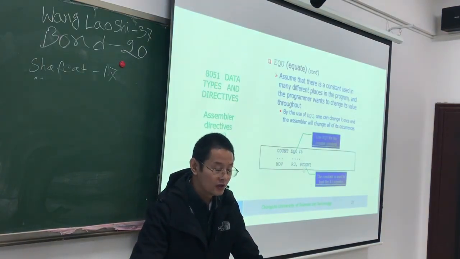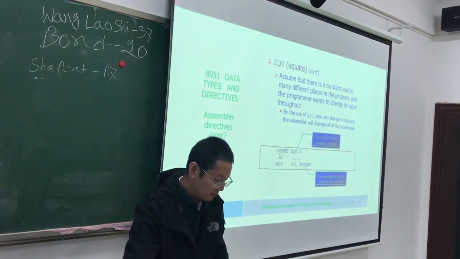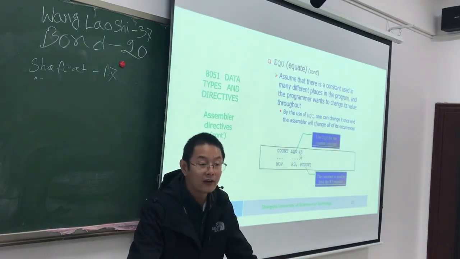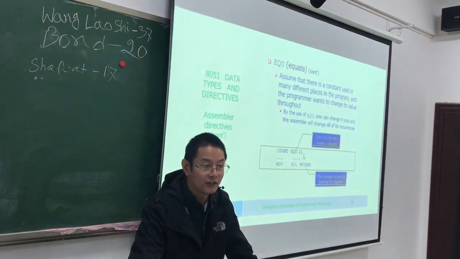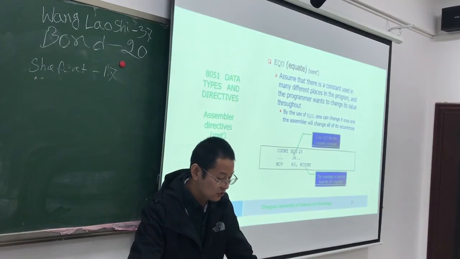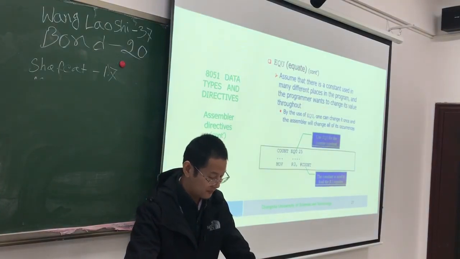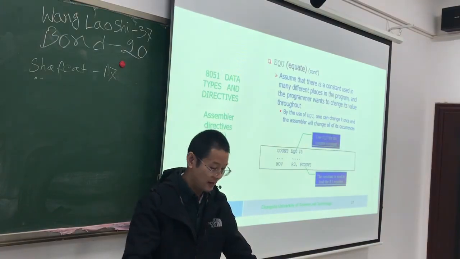For example, here your count is 25. So you use count as 25. And if you want to change the count, you just change it here. Count equals 25, or 26, is okay. You need to change it just one time.